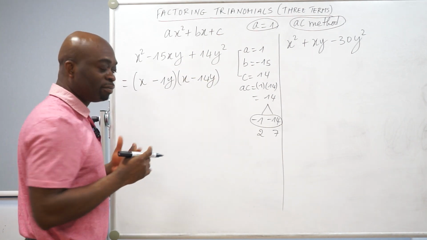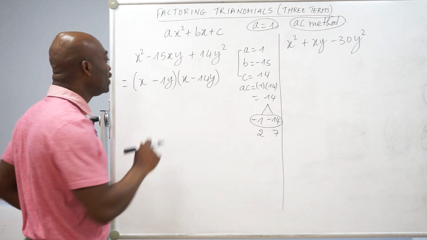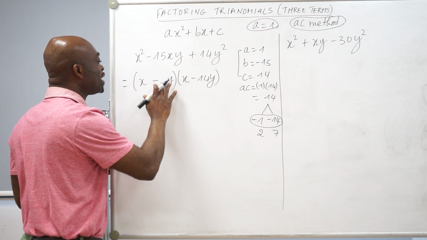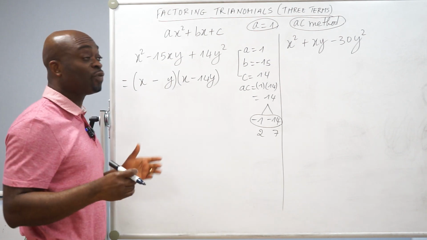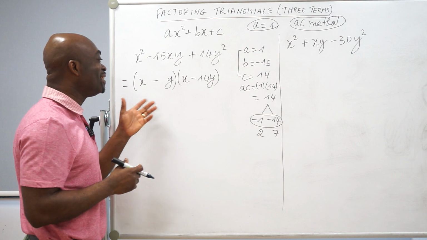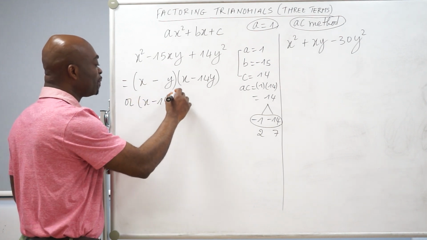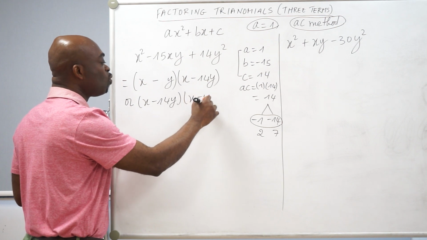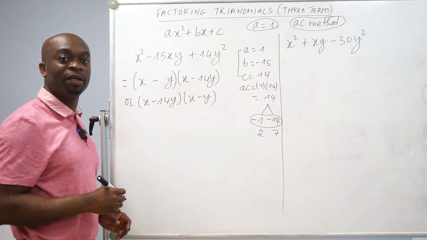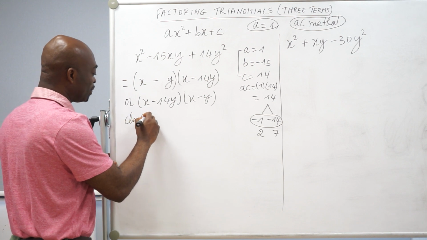Okay? So in math, a lot of times we do not carry the 1. We take it away. Okay? So we keep it as x minus y times x minus 14y. That's what our final answer is going to be. Like we said before, this can also be x minus 14y times x minus y as well. Okay? And then we can check it if you want to. So let's do that. So let's check it out and see what we have.